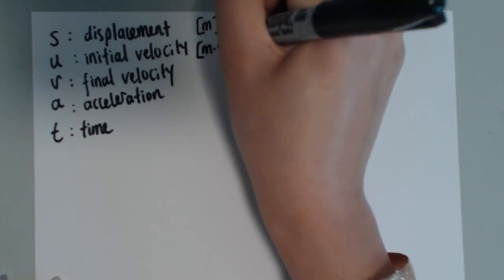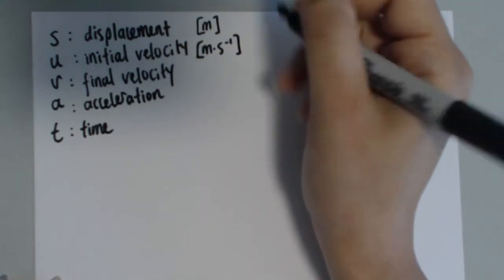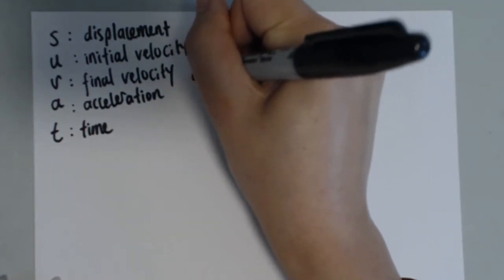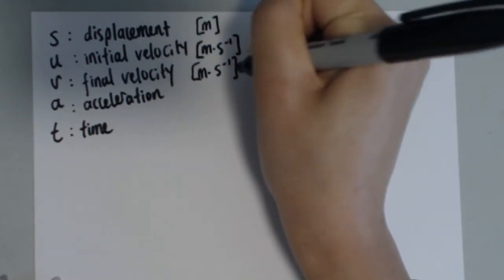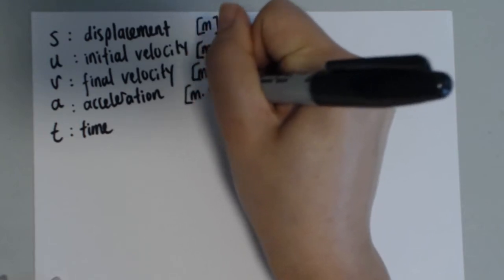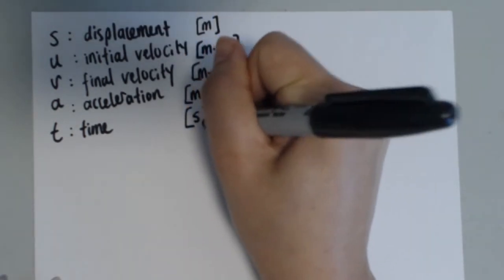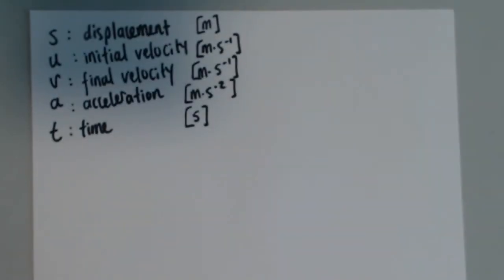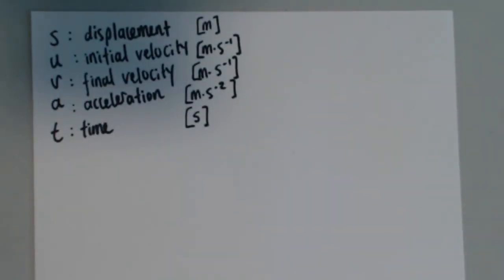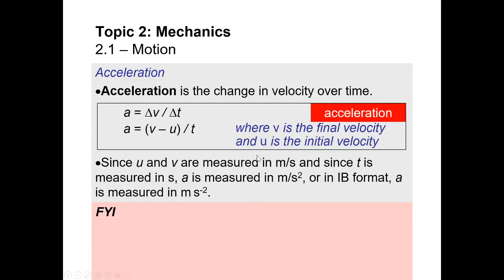And just to remind ourselves, displacement is measured in meters. Velocity is meters per second, or ms to the -1. Final velocity, it's still a velocity, ms to the -1. Acceleration, ms to the -2. And time is measured in seconds. Okay. So SUVAT, remember that acronym. Let's go back to the slides. All right.